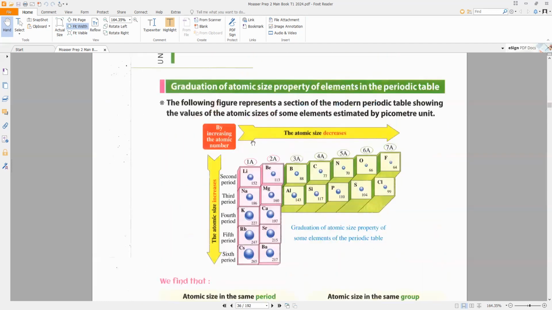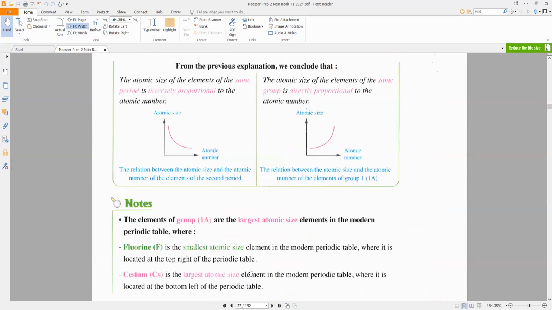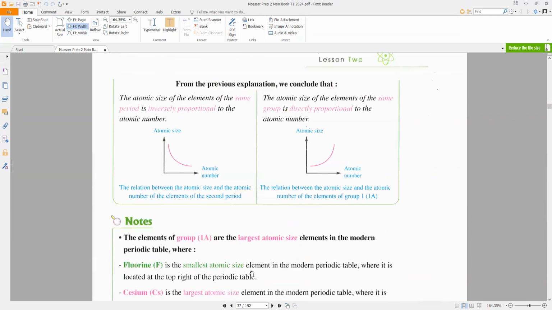The elements in group 1A have the largest sizes, so a group 1A element has the largest size in the whole modern periodic table. The relation between atomic size and atomic number in a period is inversely proportional: when the atomic number increases, the size decreases. But in a group they are directly proportional: when the atomic number increases, the size increases. So we call it directly proportional to each other.